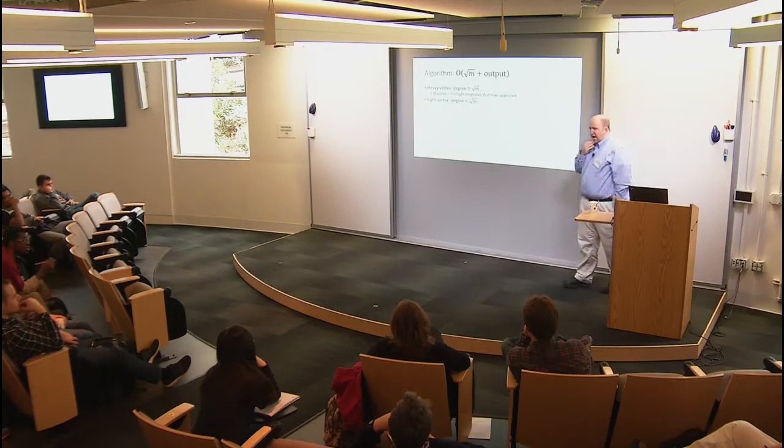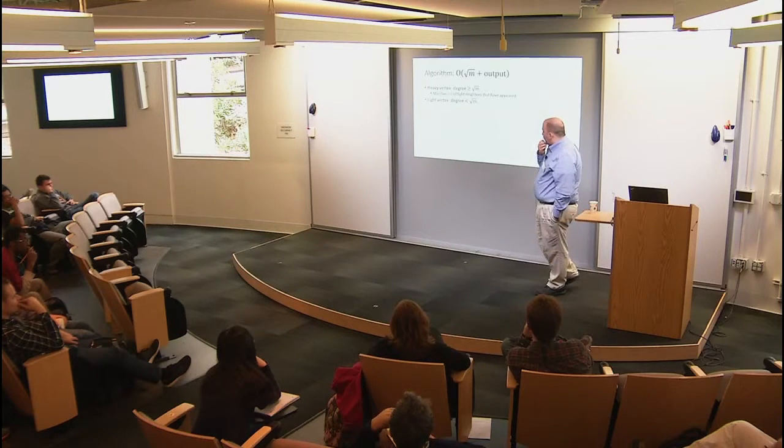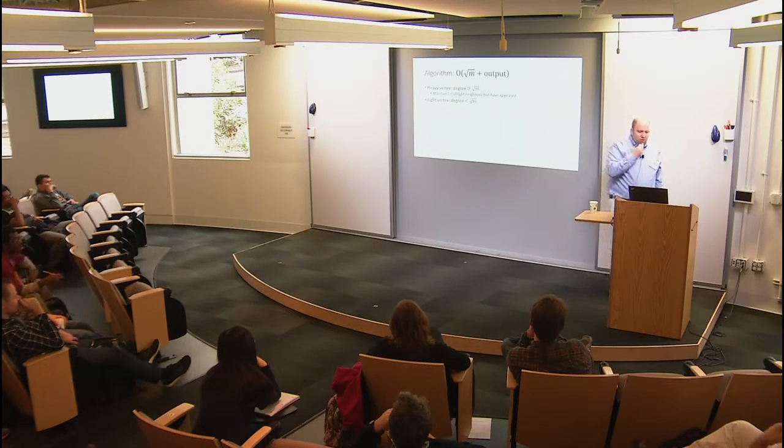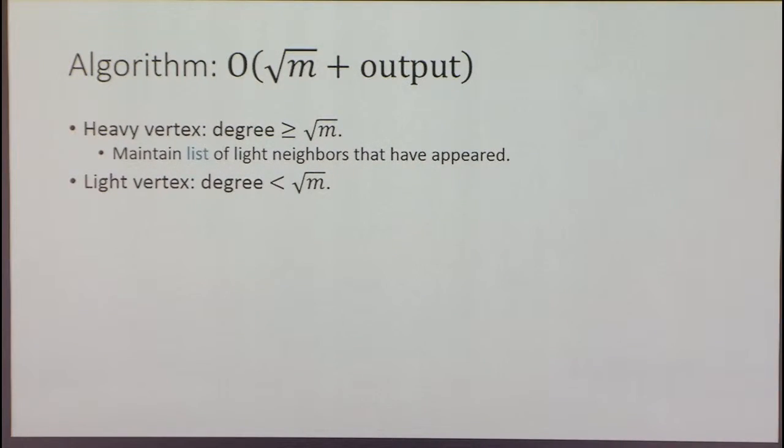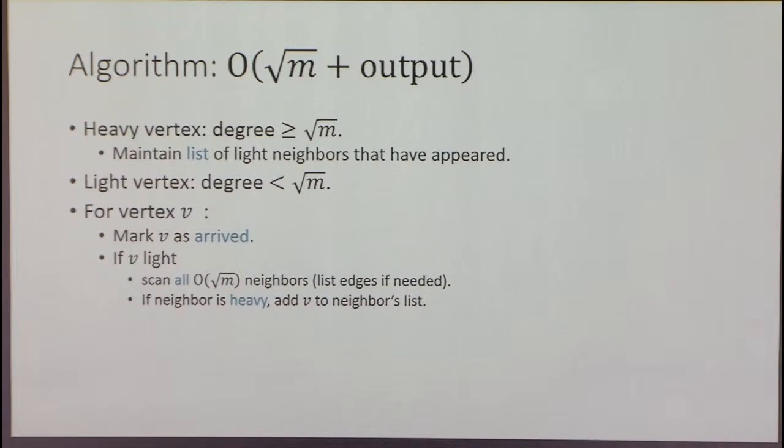We'll say a vertex is heavy if it has at least square root of m neighbors and light otherwise. For each of the heavy vertices, we'll maintain a list of all of the light neighbors that have appeared in the current query of the induced subgraph. For a vertex v that arrives, we first mark it as arrived. If it is light, then we scan all of its neighbors. It doesn't have a lot of neighbors, so we can afford to do that. We check if they're marked as well. If they're marked as well, we list the appropriate edges. Also, if a neighbor is heavy, then we add v to the list of neighbors that have appeared for that neighbor.